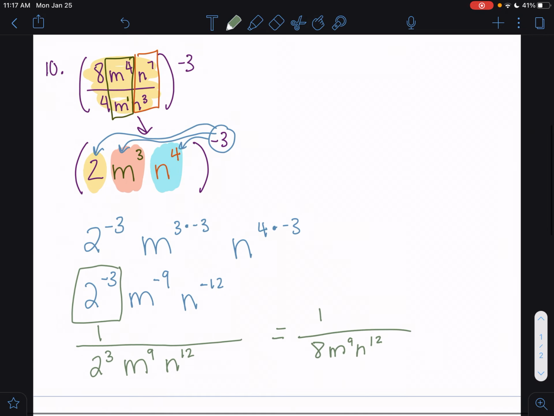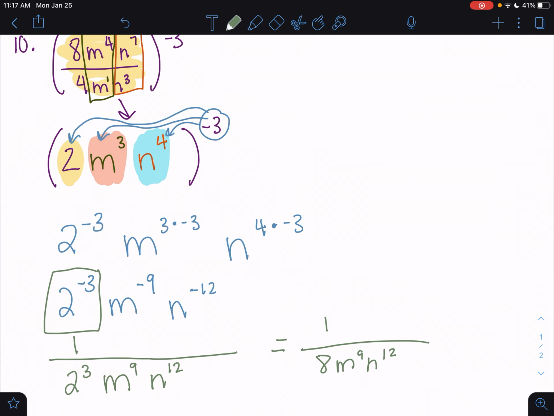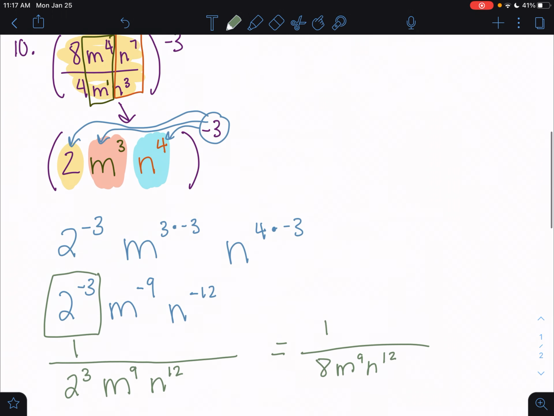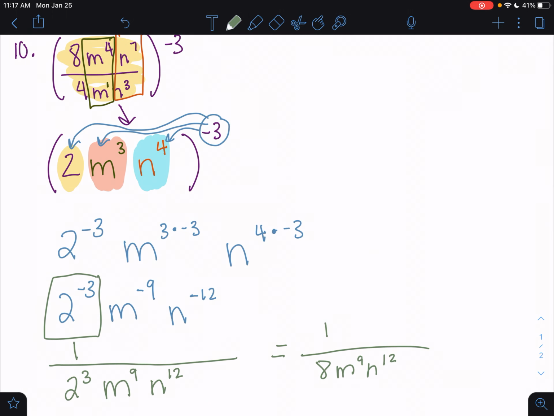Okay, so I went through that problem pretty in depth to try to help you figure things out that, I think, almost had all of the rules in it. So remember these rules for your test and take a look at this problem. Hopefully this will help you.